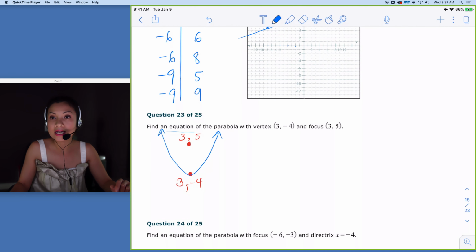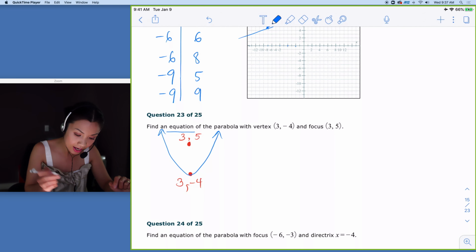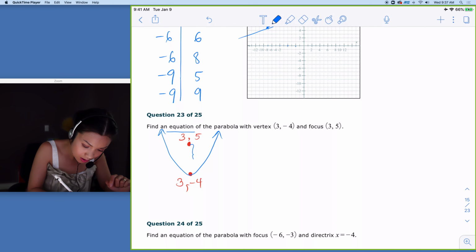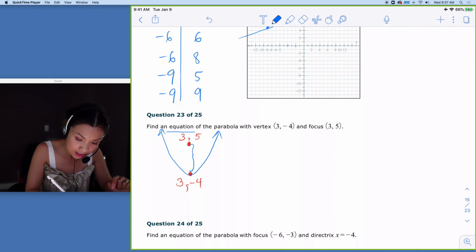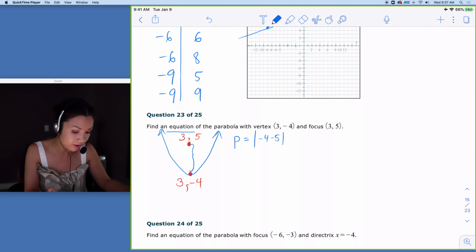Okay, and now because I know that it's going that way, I have to figure out this distance right here, and the distance is from negative 4 to 5. It's going to be P. So it's the distance, so you can just take negative 4 minus 5, or 5 minus negative 4. It really doesn't matter. You're going to have to take the absolute value anyway. So it's going to be 9.